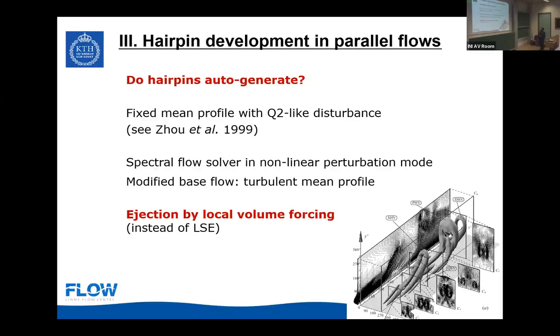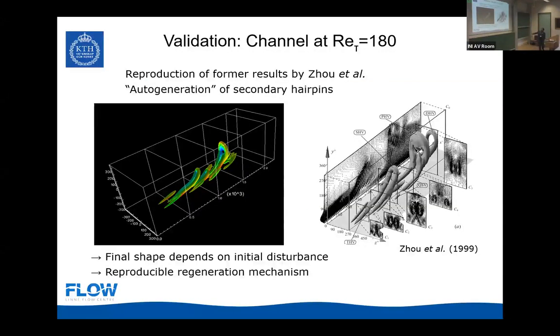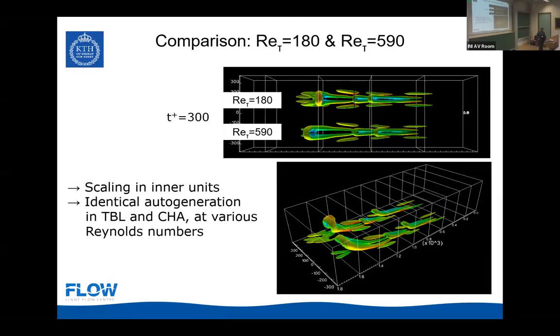auto-generation. So we implemented that in our code with a number of numerical tricks to keep the mean flow constant and so on. And we were actually able to reproduce the arising structures. So this is from the reference, and this is what we can reproduce in our simulation quite well. So we could actually see for the reference case that this auto-generation happens. We could also redo this with different Reynolds numbers, different mean profiles, so boundary layers, channels, and so on. And it seemed to be quite a robust mechanism of regeneration.